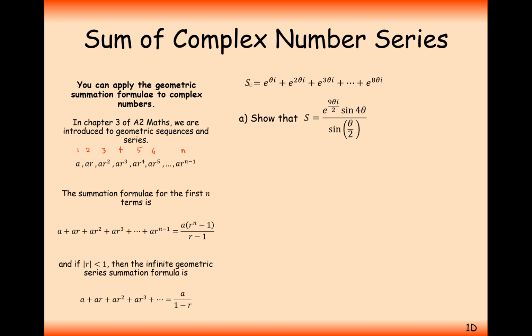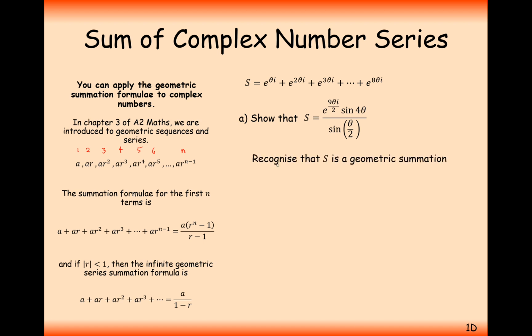We're given here that s is equal to e to the i theta plus e to the 2 theta i plus e to the 3 theta i, all the way up to e to the 8 theta i. This is what we're given in the question, that s is equal to this. And we're asked to show that s is equal to this very strange and complicated looking expression here. Well, where on earth would you start for this?